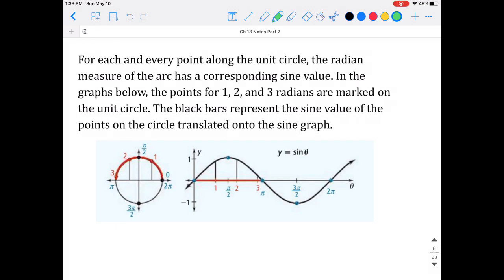So as we know from our unit circle, the sine value is always the y value. So looking at this unit circle, we have points 1, 2, and 3, and this black bar represents the sine value because that's our y value. It's the same if we look at our sine function here, graphed all the way out as a curve. Our 1, 2, and 3 radians, the black bars represent the sine value again, and they match up, they're the same as what it is on the unit circle.